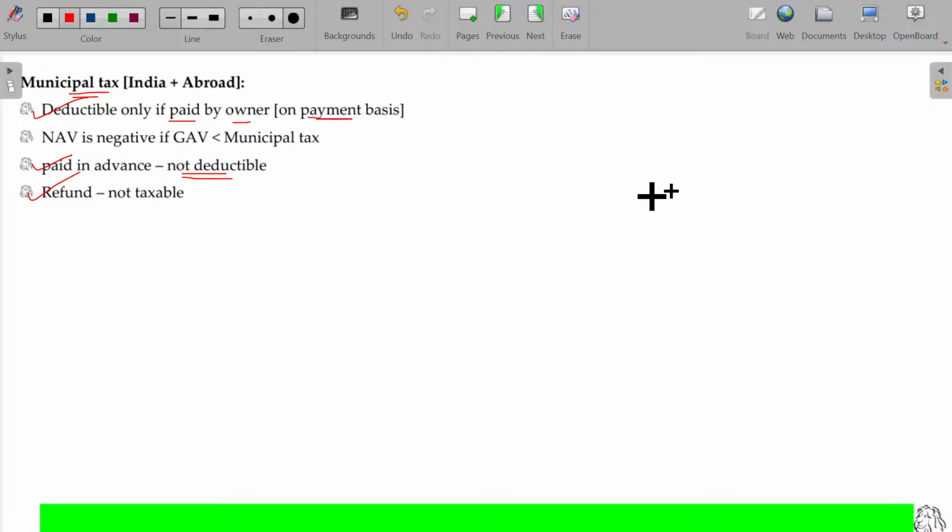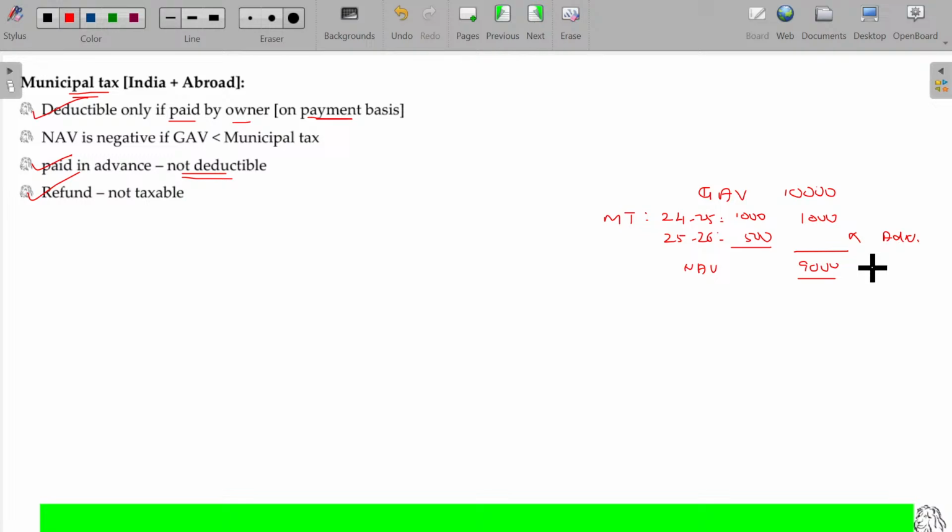Say your gross annual value is 10,000 rupees. For the municipal tax, for the current previous year 24-25, 1,000 rupees, and you also pay for 25-26 this year itself 500 rupees, total 1,500. How much can I deduct, sir? You can deduct only 1,000 rupees. 9,000 will be your NAV. Any amount you pay for the next year is an advance, so it cannot be deductible. But you can claim this deduction in the next year, not in the current year. Clear?